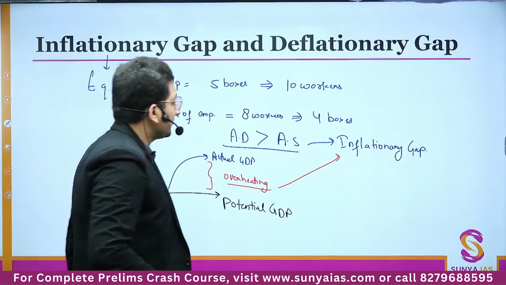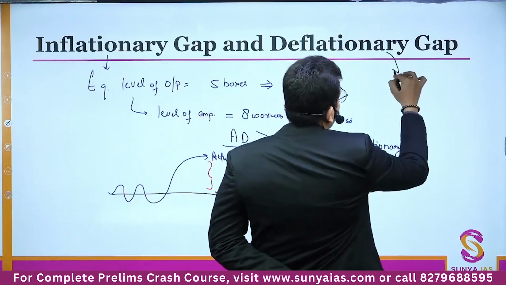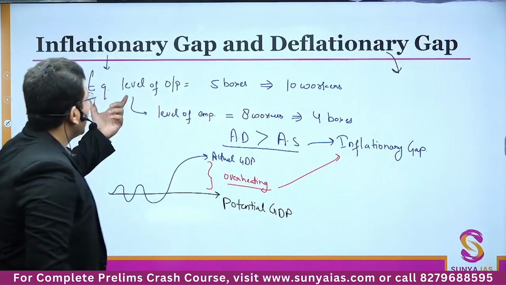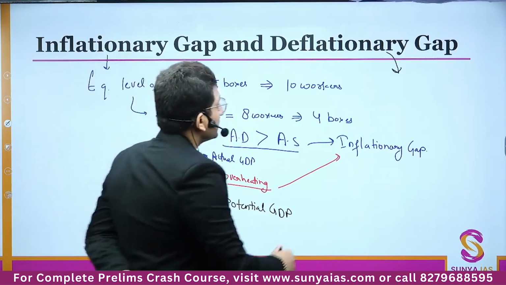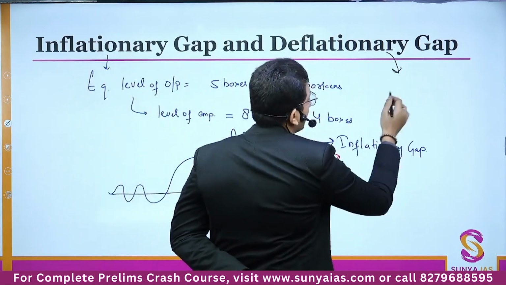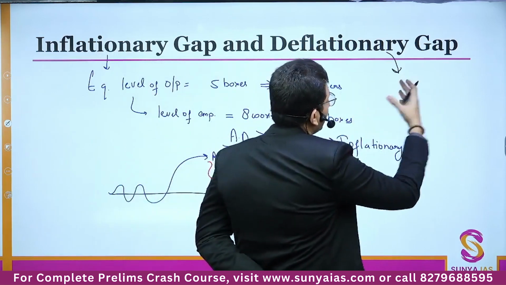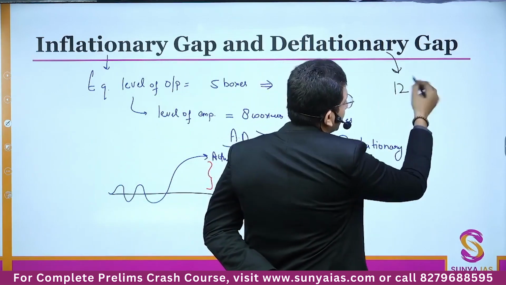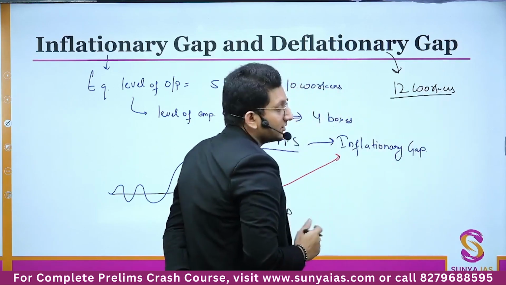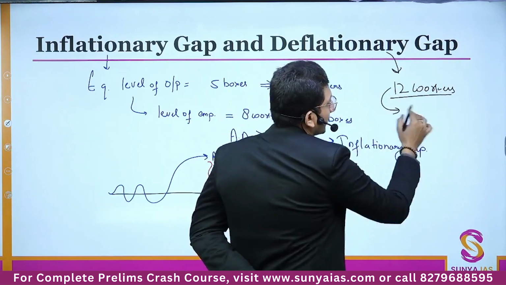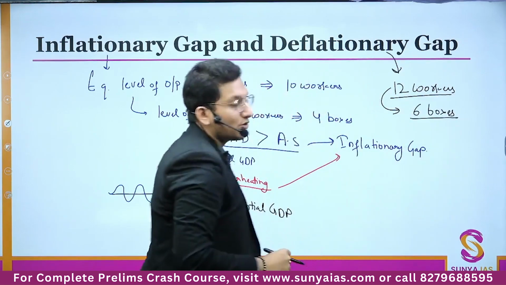नाउ व्हाट इज डिफ्लेशनरी गैप, नाउ लेट्स अंडरस्टैंड दैट आल्सो. नाउ हियर आई हैव टोल्ड यू दैट द इक्विलिब्रियम लेवल ऑफ आउटपुट इज 5 बॉक्सेस एंड वी रिक्वायर 10 वर्कर्स. नाउ सपोज टू प्रोड्यूस दीज 5 बॉक्सेस वी रिक्वायर 10 वर्कर्स, बट वी हैव more than 10 workers and we have employed say 12 workers here. So what going to happen? They are going to produce 6 boxes.